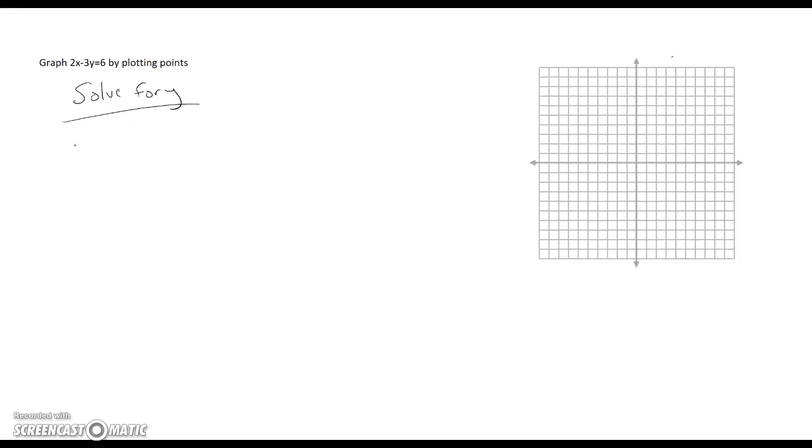It says graph 2x minus 3y equals 6 by plotting points. The first thing you always want to do, it doesn't matter if we're going to be plotting points or finding the slope or y-intercept, which we're going to do in the next video, you need to always solve for y. This is why we worked really hard on getting y by itself in the formula section. But what we want to do is take this equation, 2x minus 3y equals 6, and solve that for y. How do I do that? Well, the first thing I'm going to do is subtract 2x from each side. It's going to make these go away.